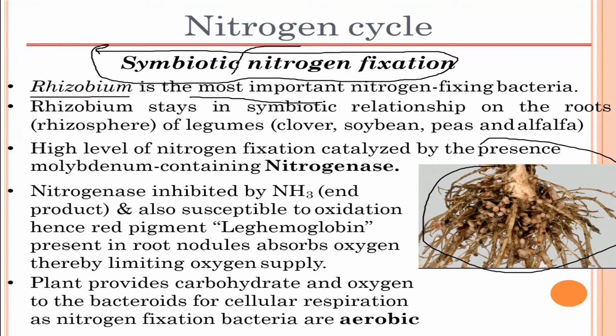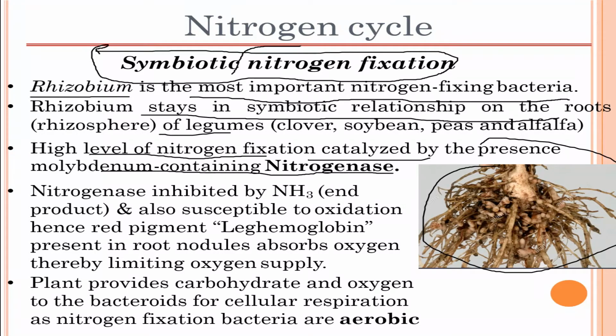Rhizobium is the most important nitrogen fixing bacteria, and it stays in a symbiotic relationship on the roots of legumes. A high level of nitrogen fixation is catalyzed by the molybdenum containing nitrogenase. This microbe helps in the process of nitrogen fixation, and it is present in the root nodules of legumes such as clover, soybean, peas and alfalfa. The process is enhanced with the help of the enzyme nitrogenase.